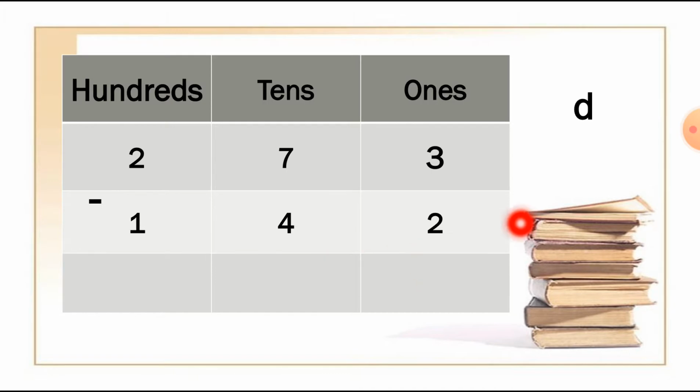Next one, which is sum number D. I write this sum number here, and the question is 273 minus 142. Now let's start solving this with the ones column. Here is 3 minus 2. So if we cut 2 number from this 3, we get the answer 1 only. Just 1 number is remaining.